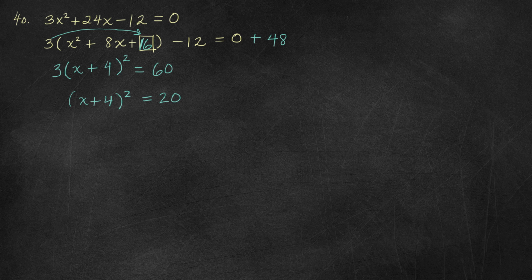Now I can take the square root on both sides. I get x plus 4 equals the square root of 20. But when I take the square root of x plus 4 squared, I need to use a plus or minus. Rather than writing the plus or minus on the left-hand side of the equation, I'm going to write the plus or minus on the right-hand side. And so I have x equals negative 4 plus or minus the square root of 20. 20 is 4 times 5, which is 2 times the square root of 5. So my solutions are negative 4 plus 2 root 5 and negative 4 minus 2 root 5.